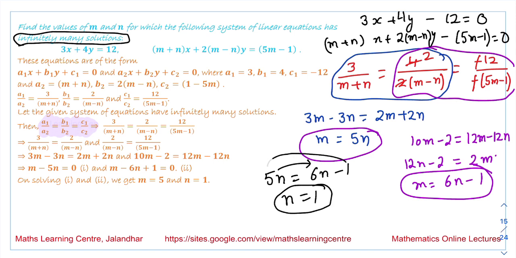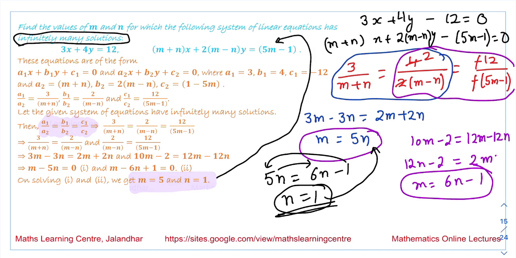Send this term on this side, this term on this side. We get n is equal to 1. So the value of m we get is 5. So we are saying that for m equal to 5 and n equal to 1, this system of simultaneous equations will have infinitely many solutions.